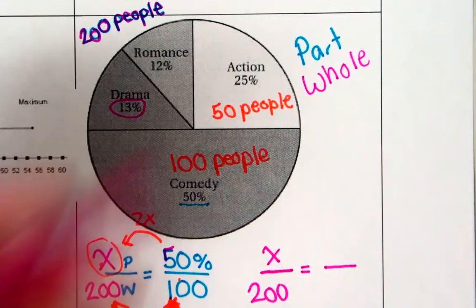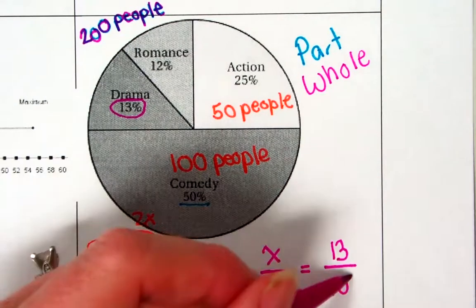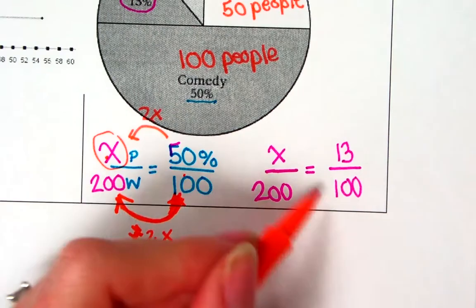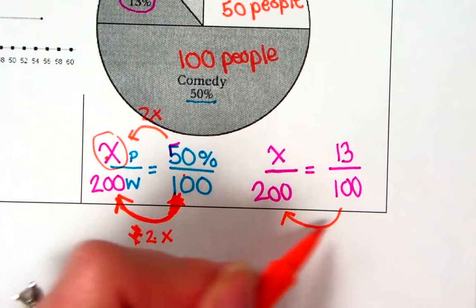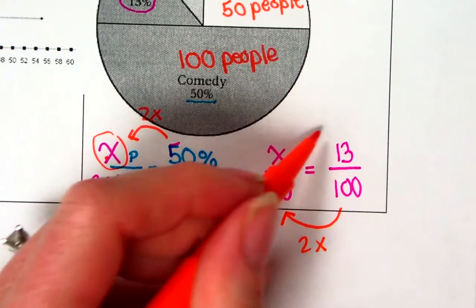So what I would do is write 100 people in this little section so that I don't forget that section is 100 people. Okay? Then you can go through and do the rest of them. I will tell you, if you want to pause this video and try it on your own, you are welcome to. For action, I'll tell you that that is going to be 50 people.